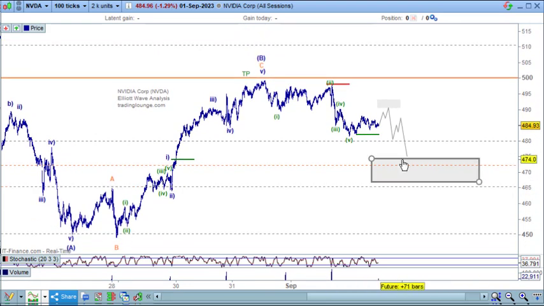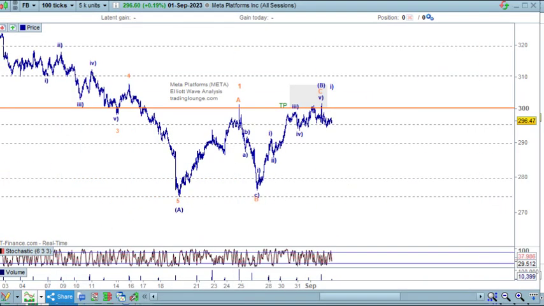We may not get very far, but as soon as we get this top in, we'll bring that stop down at that point. But if you're short here, that's what you'll need to keep.